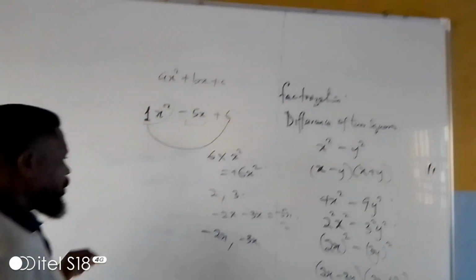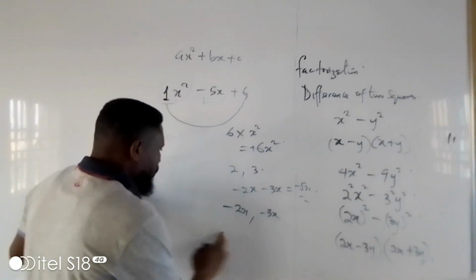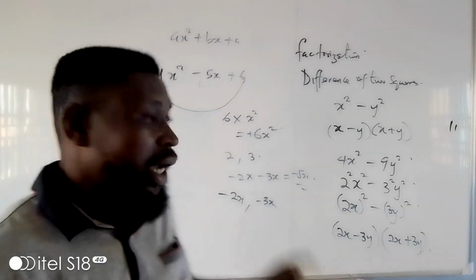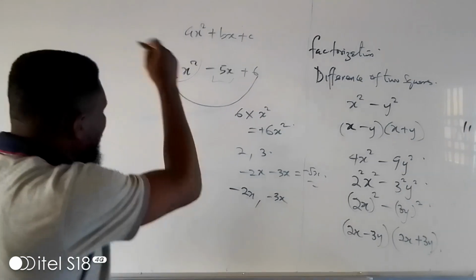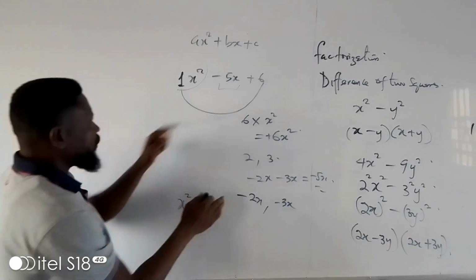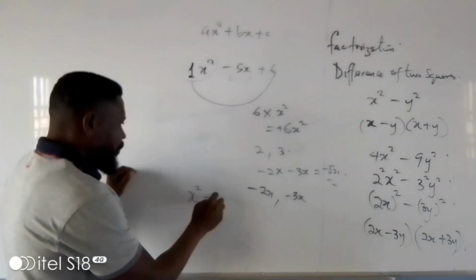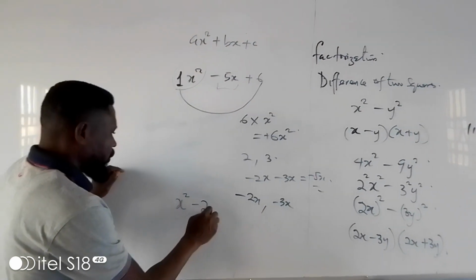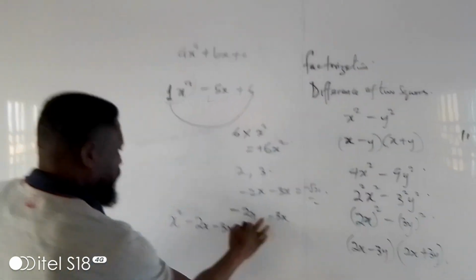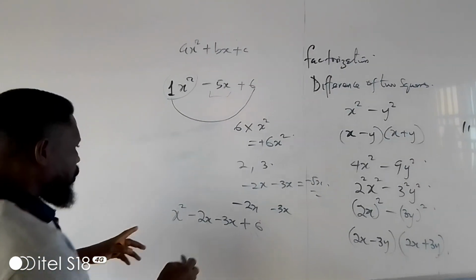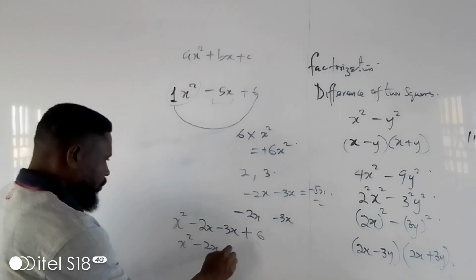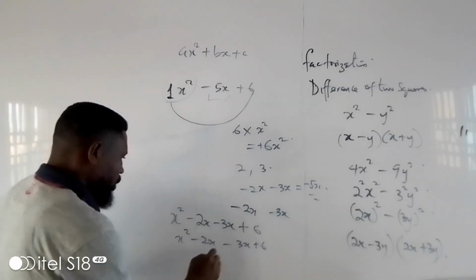So in that case, you are going to substitute minus 2x and minus 3x. So we're going back to the expression. We'll now write x squared minus 5x, and instead of writing minus 5x, you replace it with minus 2x minus 3x plus 6. So now we will group this into two places.